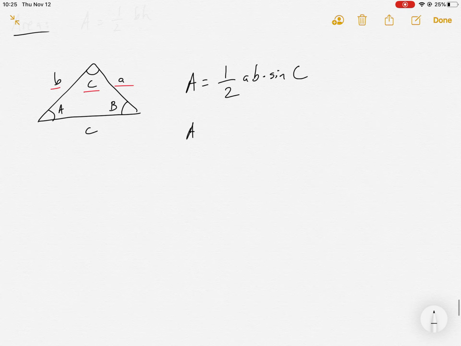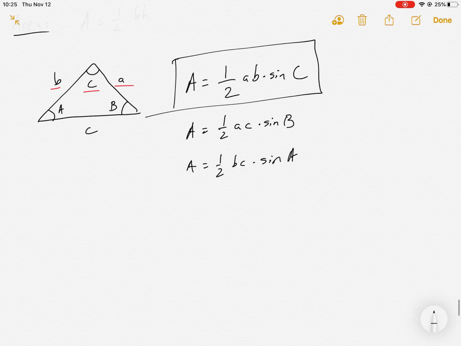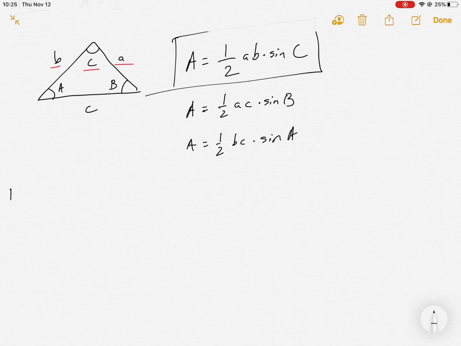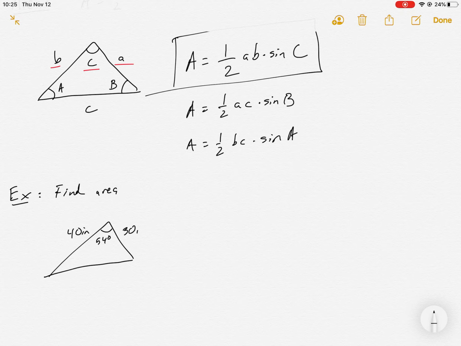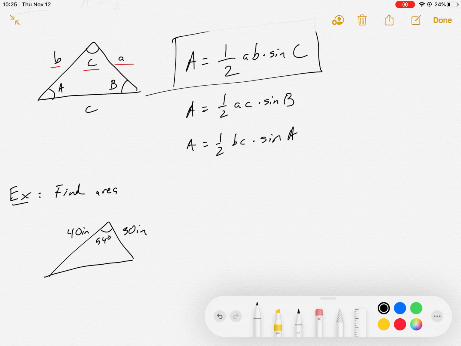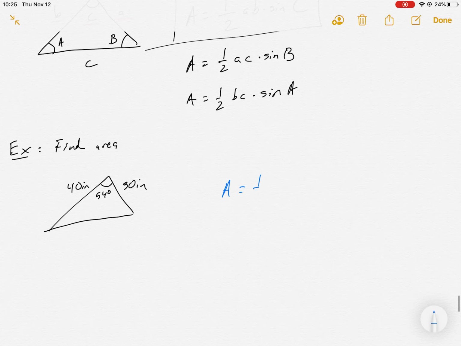Alternatively, you can replace these. You could have A times C, and then you would take sine of B, or you could do B times C and then sine of A, right? So that's pretty cool. For example, if I wanted to find the area of a triangle, let's say it looked like this, 54 degrees, 40 inches, and 30 inches. All you'd have to do is plug this into the formula. So you'd have 30 times 40 times sine of 54 degrees.